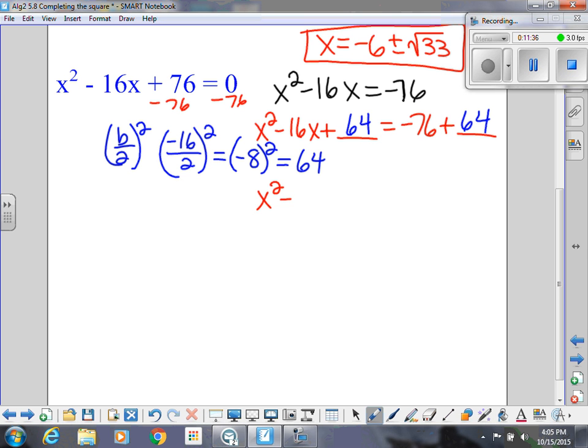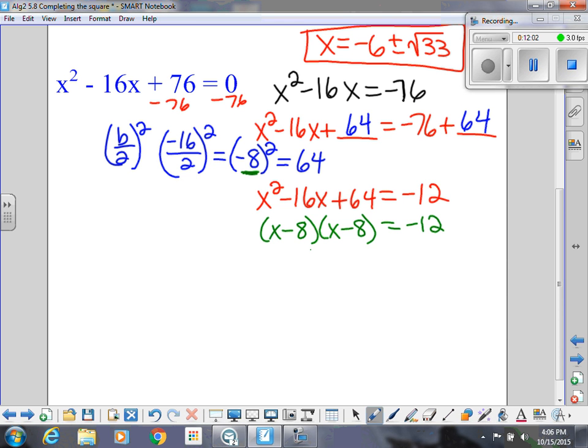I'm going to rewrite my equation. And negative 76 plus 64, that's going to give me a negative 12. And then you can either factor on the left-hand side, or did you remember what I said about what it'll look like factored? It'll be this number right here. It will be in both of those. It'll be x minus 8, x minus 8. So I'm going to have x minus 8 squared equals negative 12.